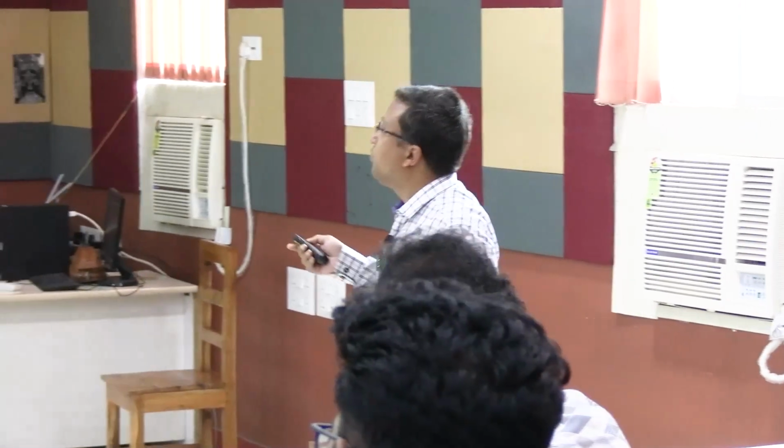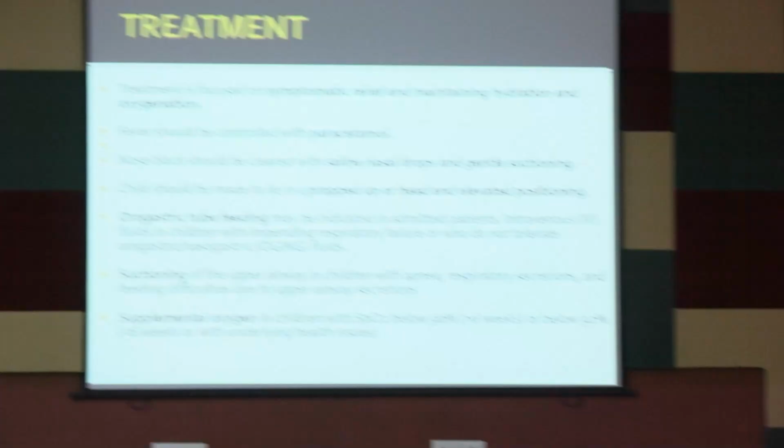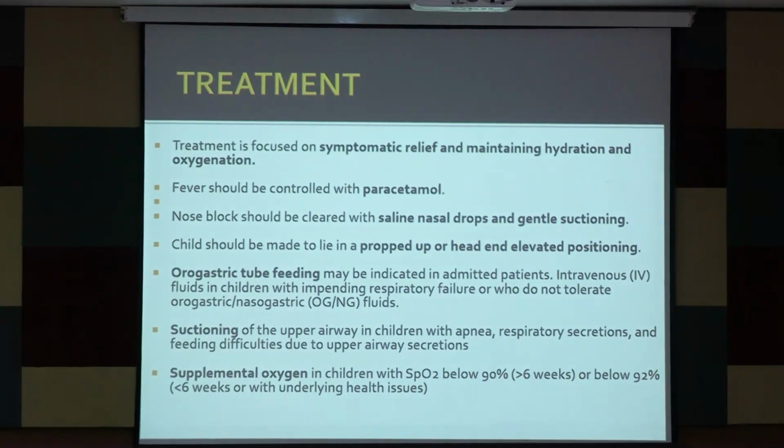Nasal block should be cleared with saline nasal drops. The child should be propped up, with the head end elevated, to open the airway and help the child breathe comfortably. Orogastric tube feeding may be indicated in an admitted patient. IV fluids are given in children with impending respiratory failure or who do not tolerate orogastric tube feeding.